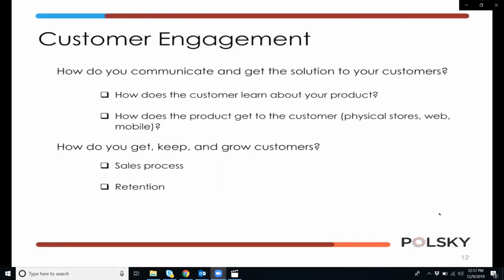So this is marketing, it's distribution, it's your sales process, particularly in the B2B space. Who is the buyer? Who are the stakeholders? How do you get in the door? How do you retain your customers? Is this a one-off purchase? Is it a subscription style purchase? Is it a renewal? Those kinds of things when you think about engaging your customer.